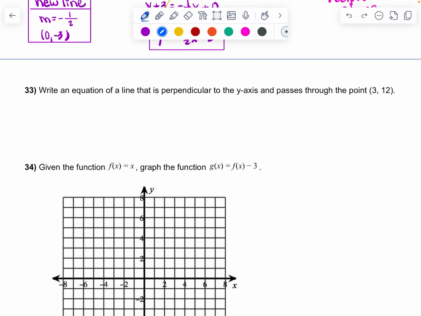Number 33, write the equation. The line is perpendicular to the y-axis and passes through the point (3, 12). I highly, highly, highly recommend anytime it mentions an axis that you sketch the graph. This is a very easy problem, but so many people miss it because they just don't want to bother sketching the picture and actually seeing what's going on.